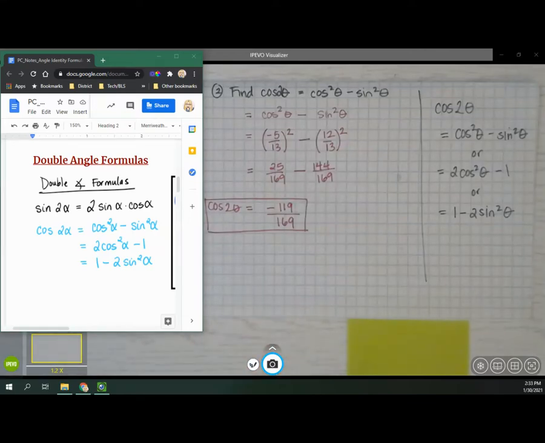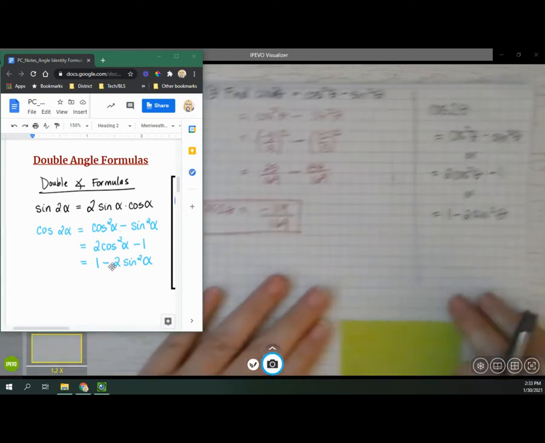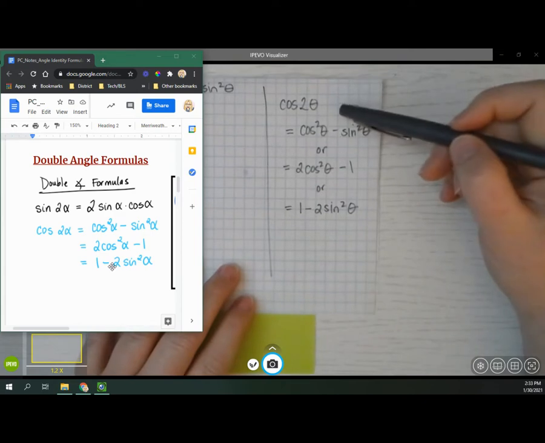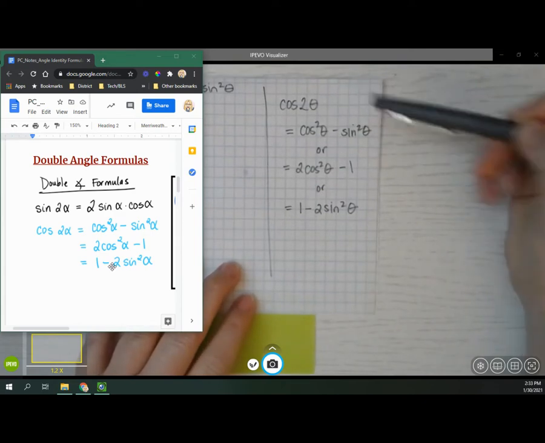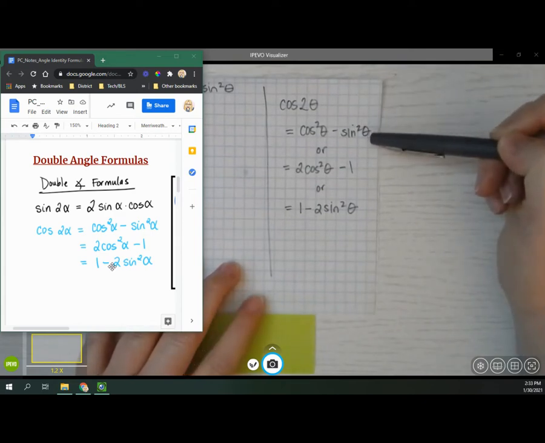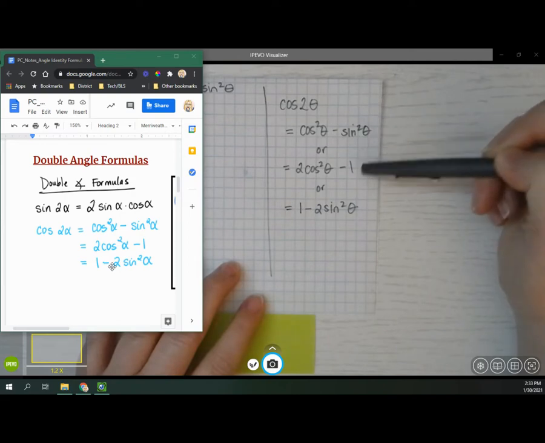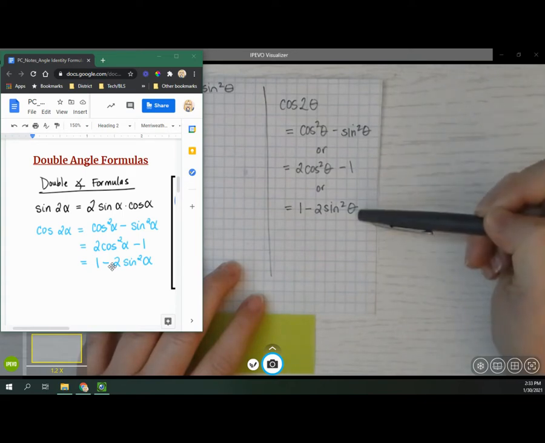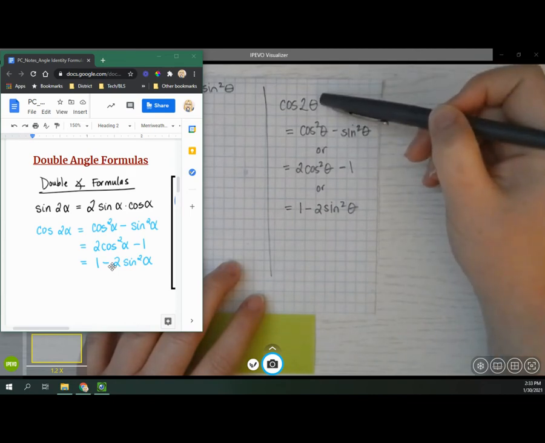In this video, we're going to be using the double angle formulas and more specifically talking about the difference between the three different cosine formulas. So let's just recap. Cosine 2 theta has three options. You can choose cosine squared minus sine squared, or you could choose to use 2 cosine squared minus 1, or you could choose to use 1 minus 2 sine squared. No matter which formula you choose, they will give you the correct answer for cosine 2 theta.